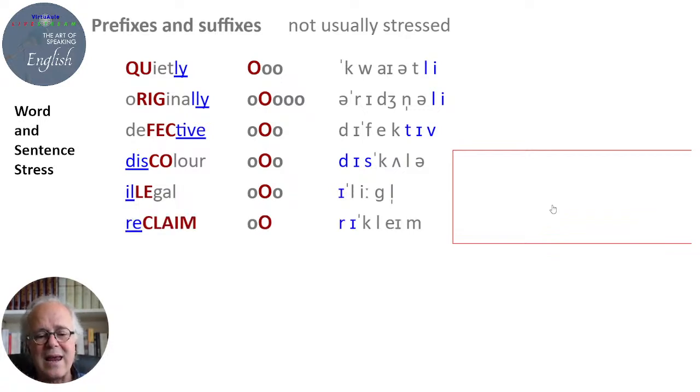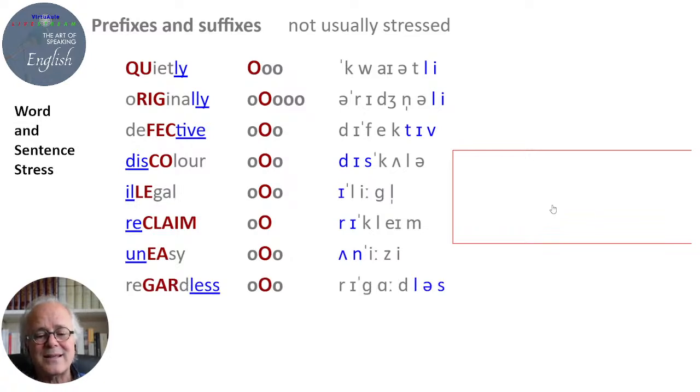Reclaim. The re is very short. Reclaim, redo. Uneasy. The second syllable is stressed. Regardless. Less is less stressed. You might have a minor stress on that sometimes, but it's not the major stress.